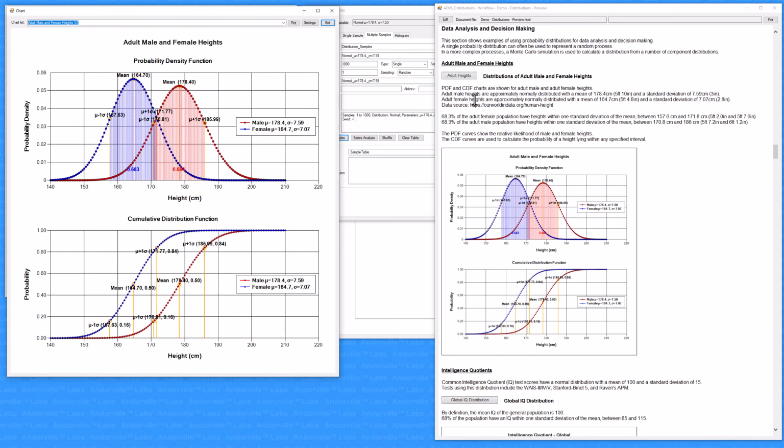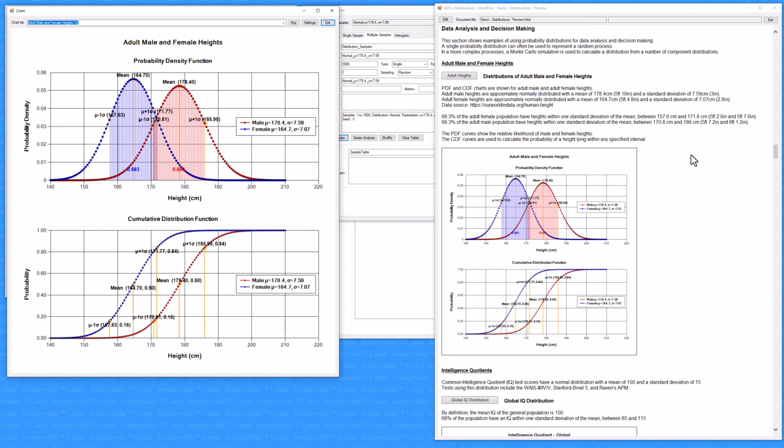The PDF and CDF charts are shown for adult male and adult female heights. Adult male heights are approximately normally distributed with a mean of 178.4 centimetres or 5 foot 10 inch and a standard deviation of 7.59 centimetres or 3 inches.